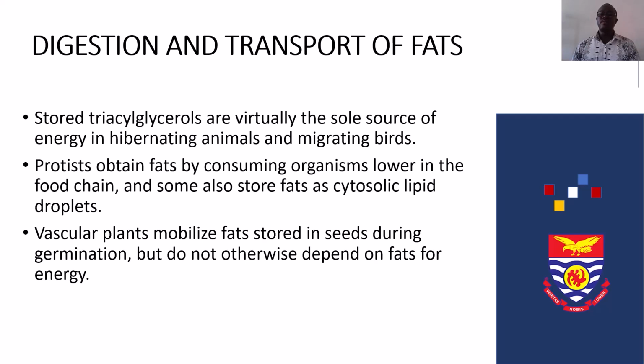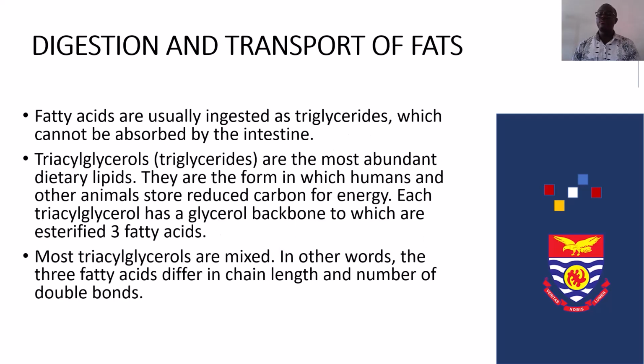Protists obtain fats by consuming organisms lower in the food chain, and some also store fats as cytosolic lipid droplets. Vascular plants mobilize fats stored in seeds during germination, but do not otherwise depend on fats for energy. Fatty acids are usually ingested as triacylglycerols, which cannot be absorbed by the intestine. Triacylglycerols are the most abundant dietary lipids. They are the form in which humans and other animals store reduced carbon for energy.